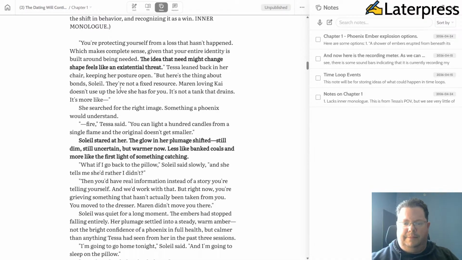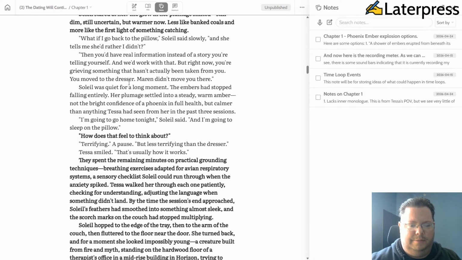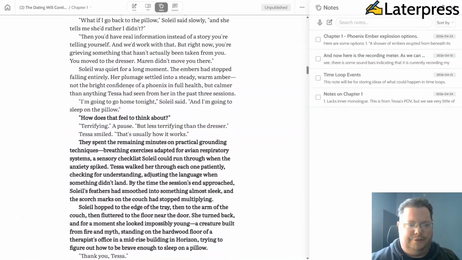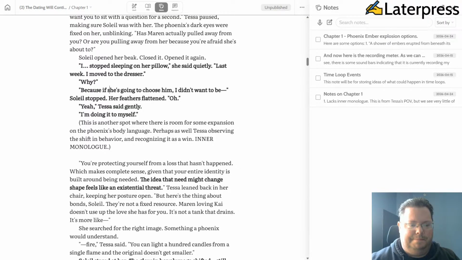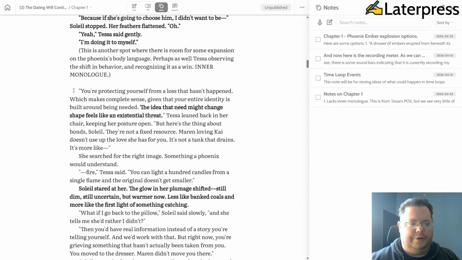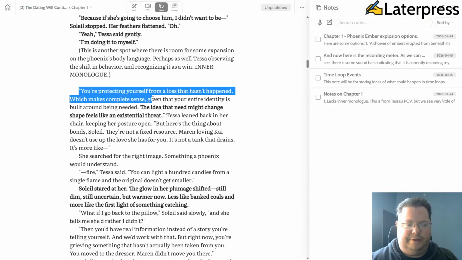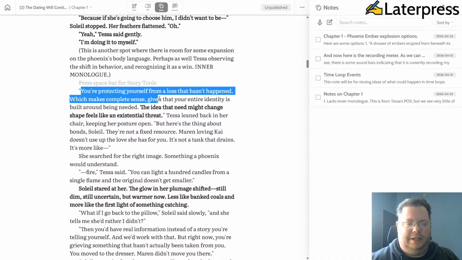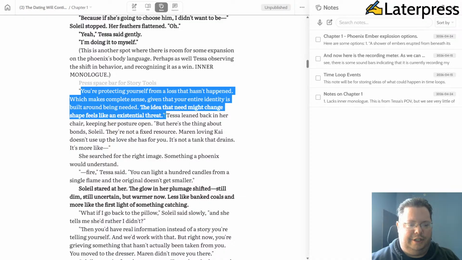All right, given the time, I'm going to probably zip ahead a little bit. Oh yeah, there's enough chapter here. We're not going to get through this whole thing today. We'll do another couple more paragraphs and then call it a stream. You're protecting yourself from a loss that hasn't happened, which makes complete sense, given that your entire identity is built around being needed. The idea that need might change shape feels like an existential threat.